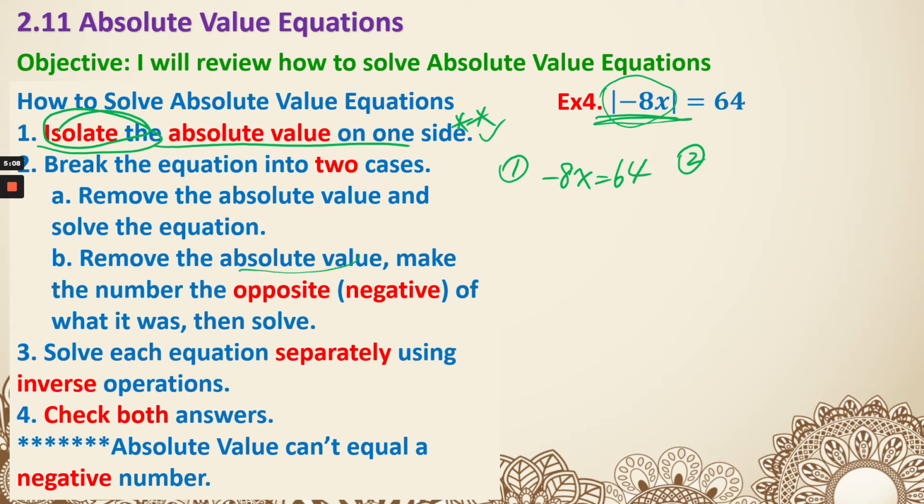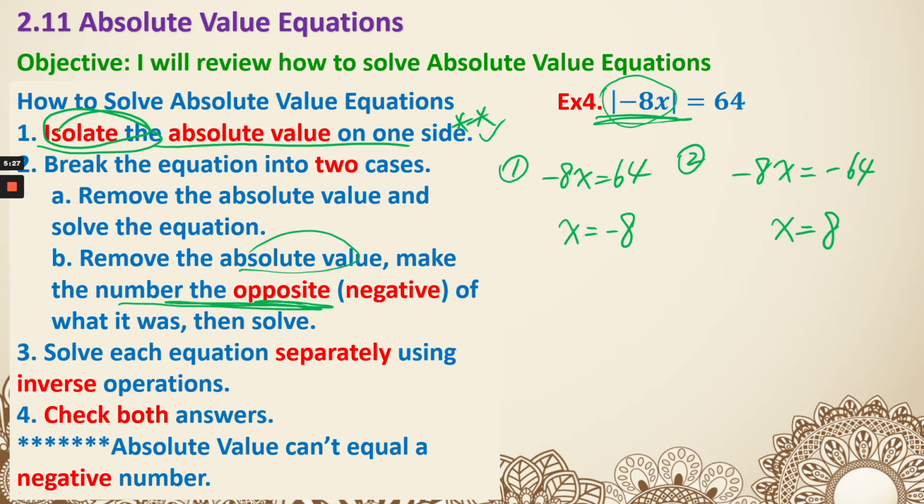Second case, remove the absolute value, but this time we're going to need to set the number to be the opposite. So negative 8x is negative 64. Then we're going to solve for each. So this one, after solving, that's going to be negative 8. This one, divide both sides by negative 8. After solving, it's going to be an 8.